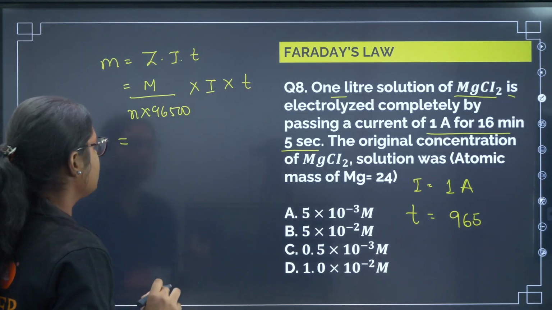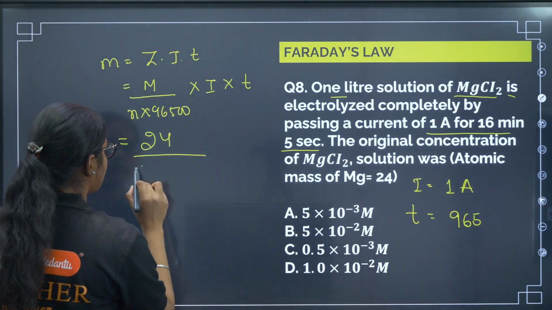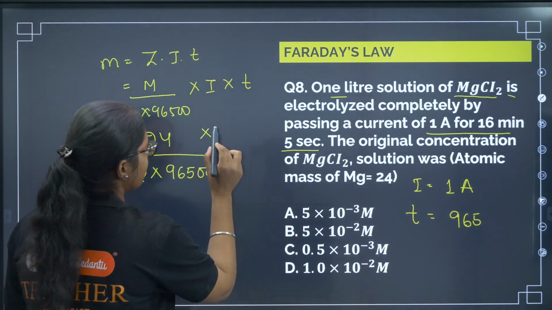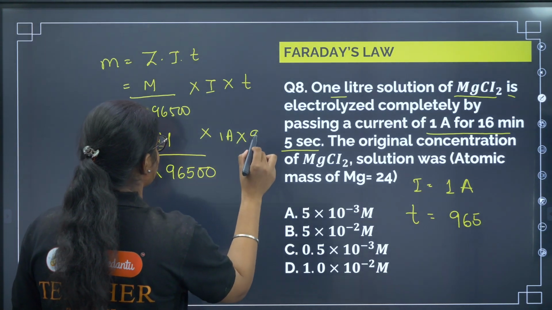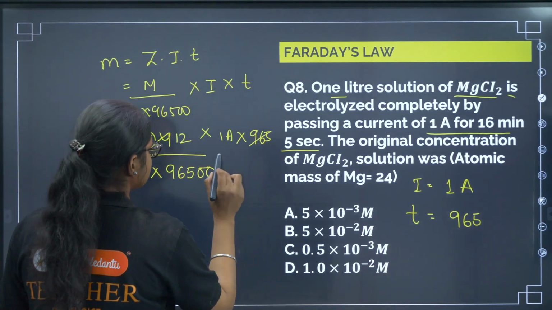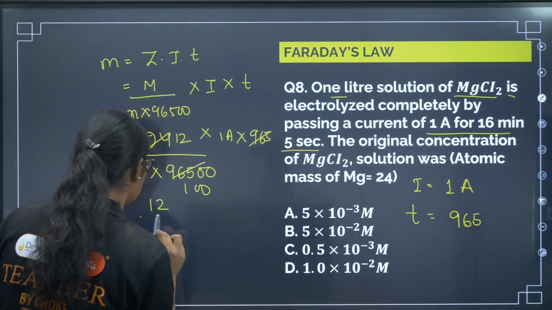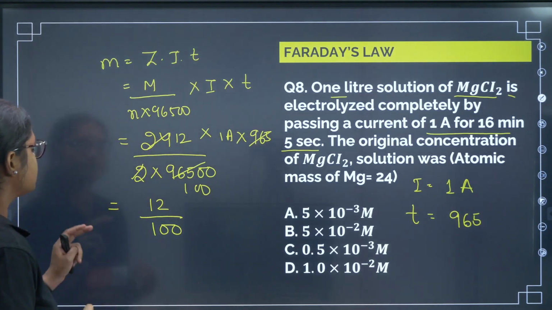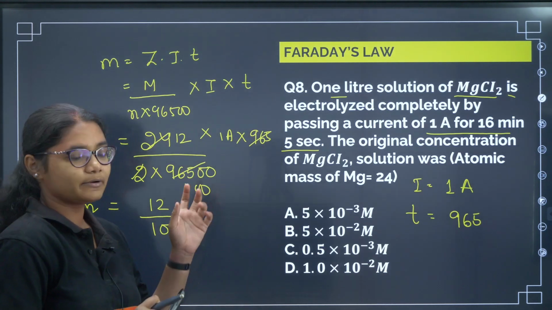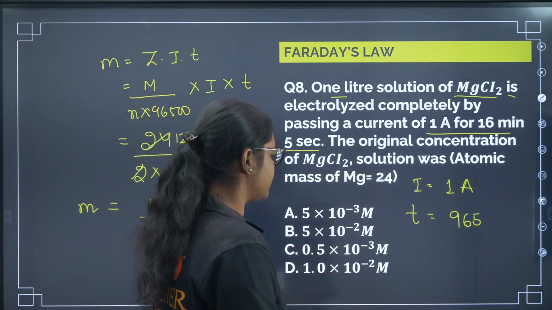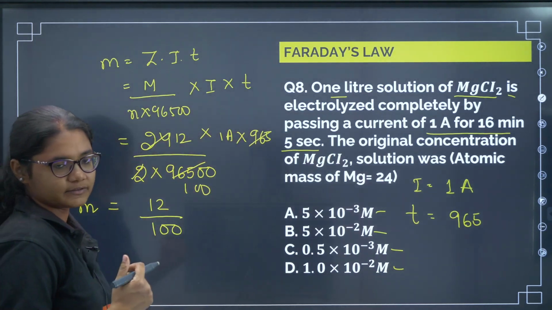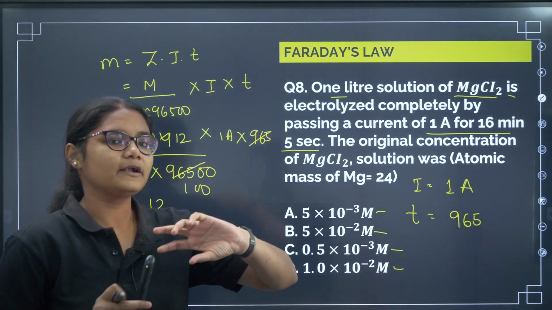Now what is the molar mass here? Molar mass of magnesium is 24 divided by 2 into 96500, into I value is 1 ampere and time is 965, right? Now if you do this, we'll get 12 by 100. This is the mass deposited. But it is not asked to calculate the mass deposited. It is asked original concentration, and you can see the units are in molarity, right? So we have to find the molarity. Whatever magnesium was present, all got deposited.